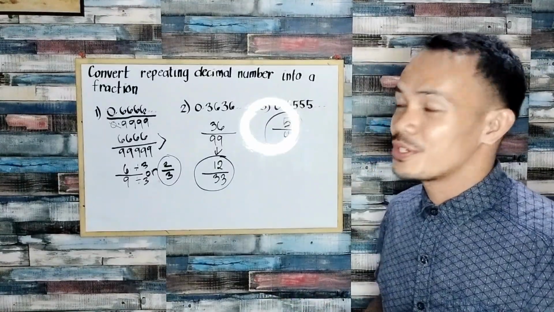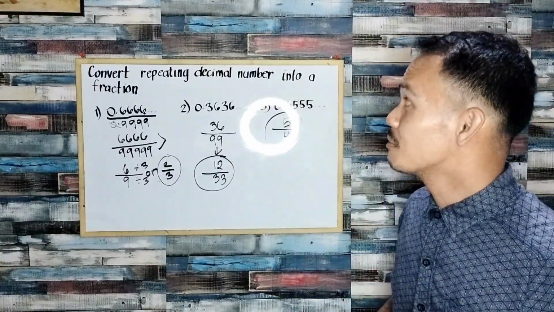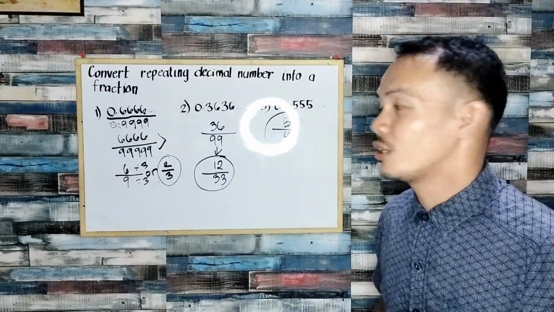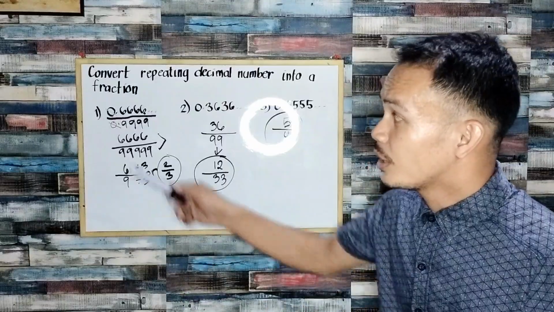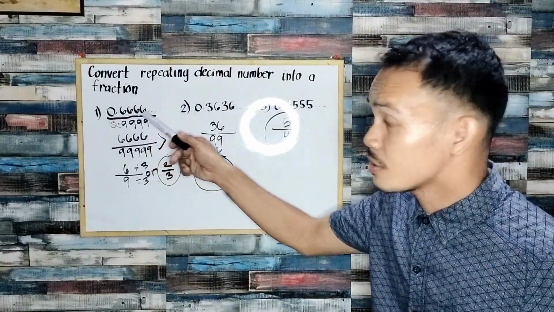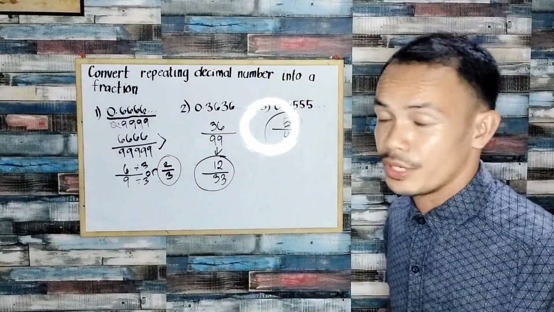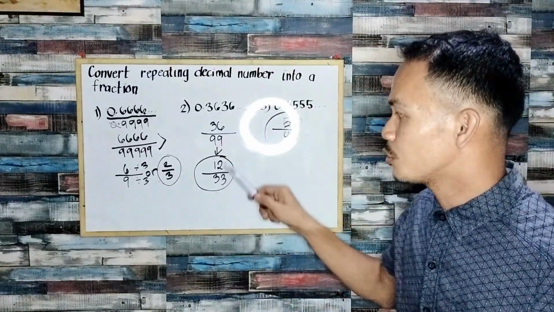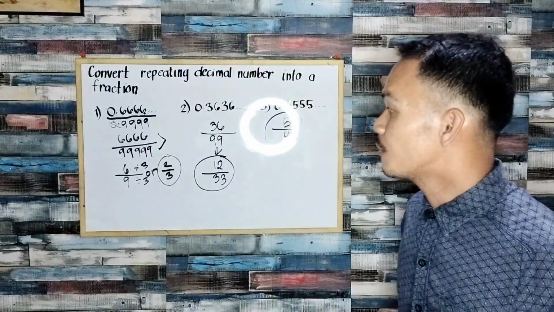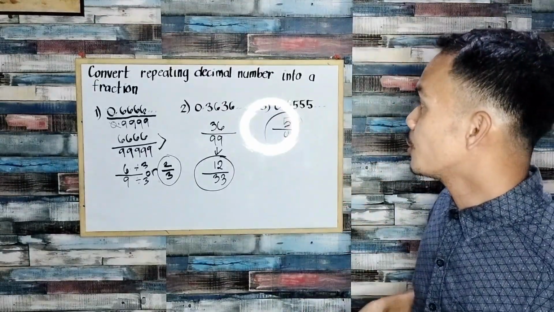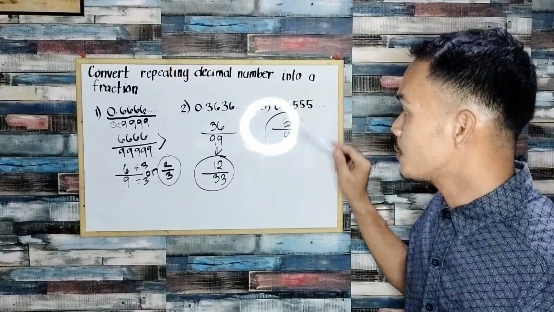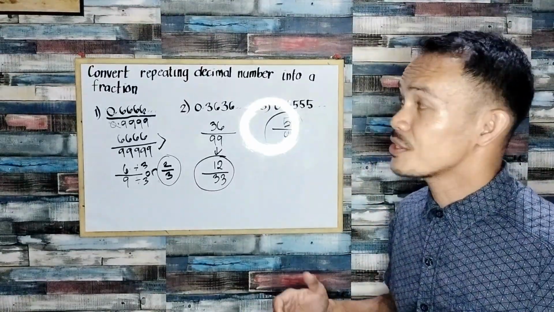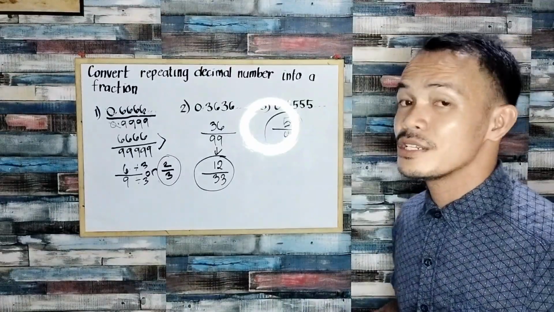Alright, so that's all for today about conversion of repeating decimal number into a fraction. I hope that you learned something today. Alright, so let's review. We have here 0.666 repeating, that is equal to 2/3. We have here 0.3636 repeating, that is equivalent to 12 over 33 in a fraction. We have here 0.555 repeating, that is equivalent to 5 over 9. I hope that you learned something and how to convert repeating decimal number into a fraction.